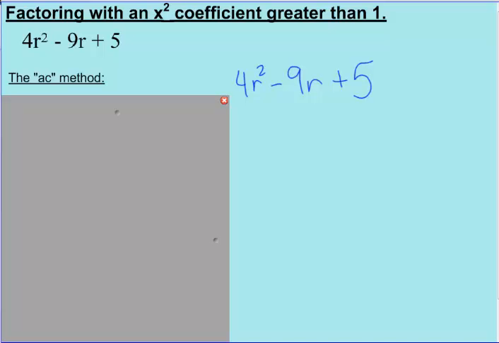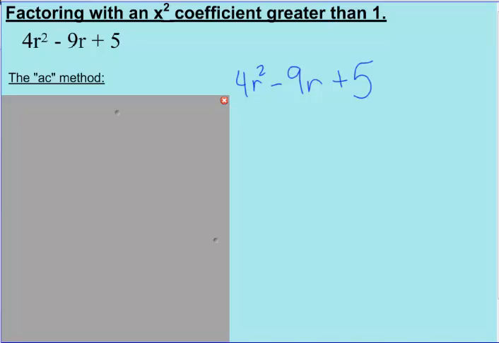it gives you a certain kind of method where you look at the 4 and you write all the factors of 4, and then you look at the 5 and you write the factors of 5, and then you just start mixing and matching until you find the one that works and gives you the number in the middle. So it's more of a guess and check kind of process. That's how I learned to do it ages ago.